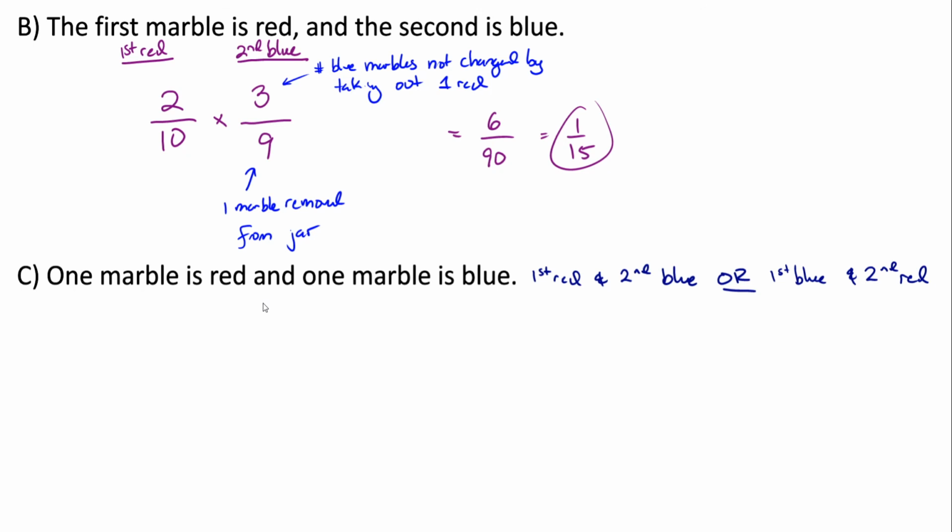In part B, they want only the first marble is red and only the second marble is blue. So they don't want us to deal with the situation where the first is blue and the second is red. Sometimes if you see problems like this and they told us that the 2 marbles were removed from the jar at the same time, they could still ask us this question and we would still solve it the same way.